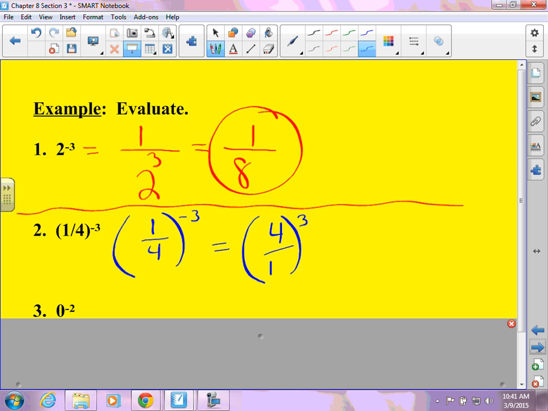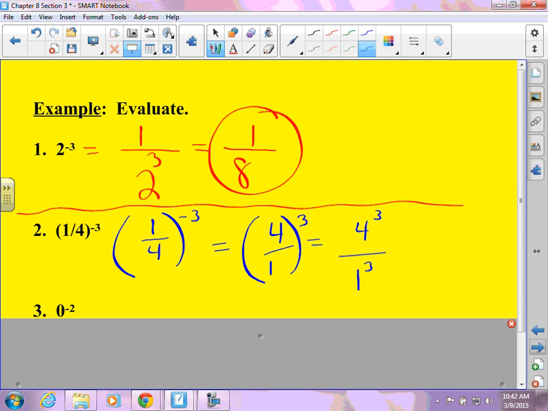And then we do like we did before. I'm going to distribute, so I get 4 to the third over 1 to the third. Do I have to have parentheses anymore with those numbers? Why not? Because they're not negative. That's right, they're not negative.